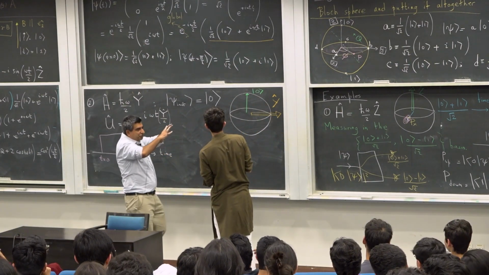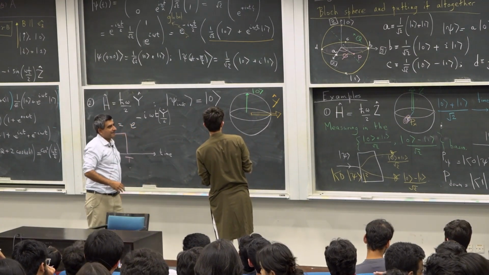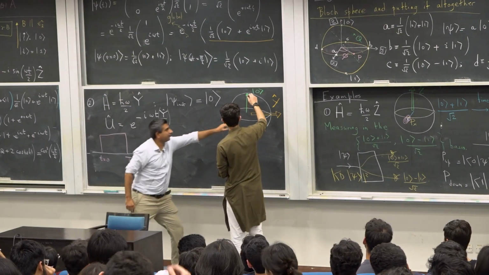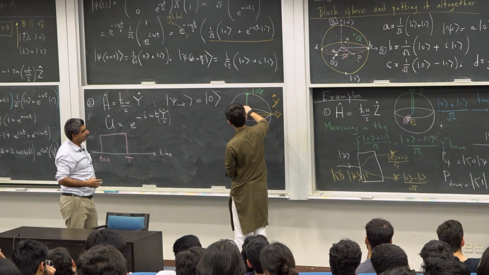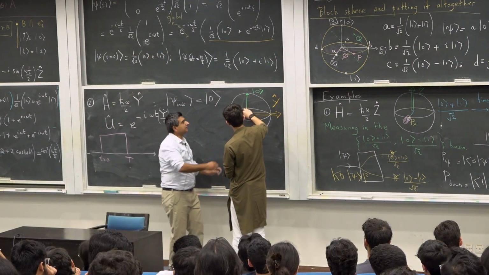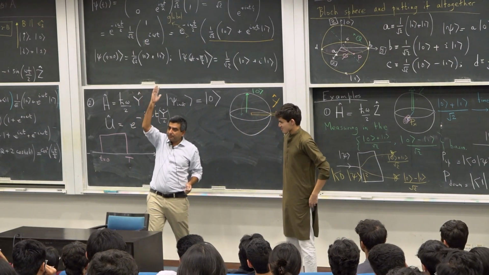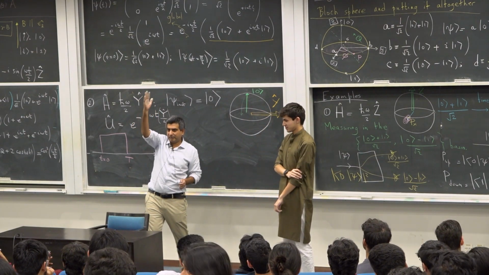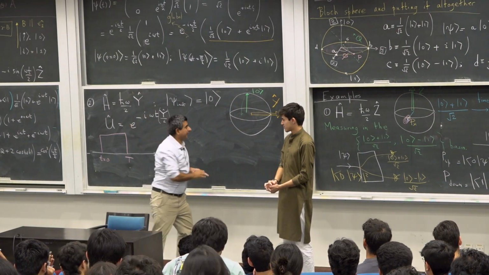I want you to visualize this evolution on the Bloch sphere. So this is your state. How is it coming down? Exactly. So this quantum state is going to come down gradually with a frequency omega. It depends upon the strength of the magnetic field. It's going to come down towards the equatorial plane.